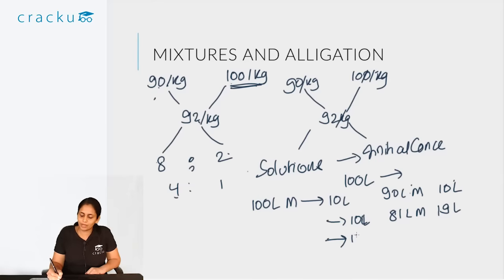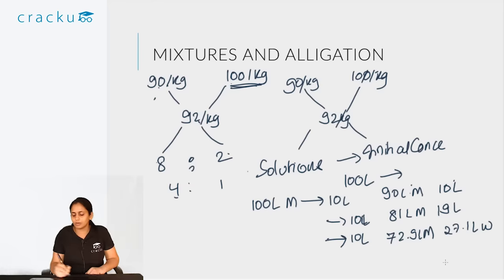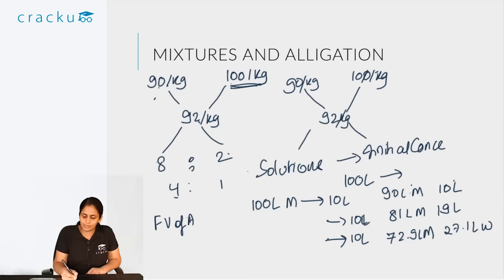If I do this operation again, then I'll be removing 8.1 from this. So this will be 72.9 liters of milk, and the remaining, that is 27.1 liters, of water. So I could keep doing this, or there's an easy way to remember this. The final volume of the liquid that is not removed, in this case milk, is equal to the initial volume into the quantity that is not removed.